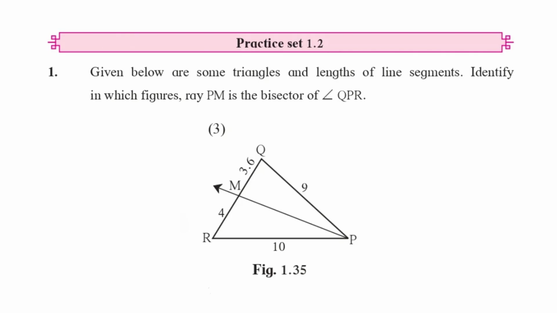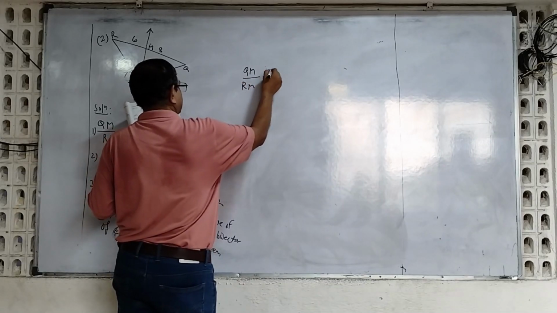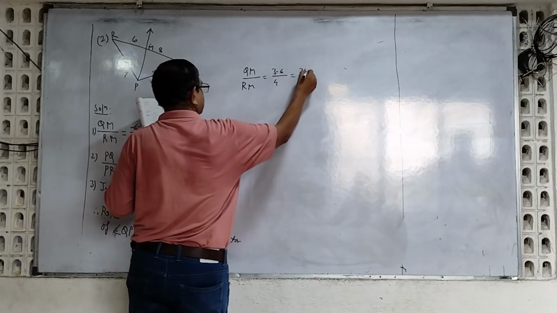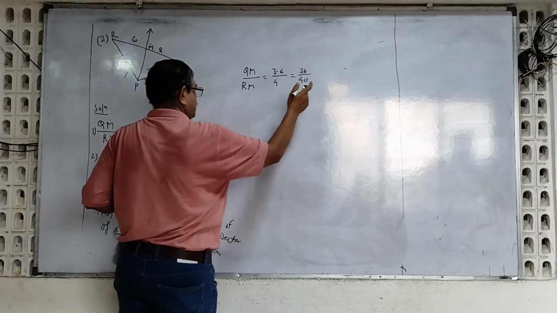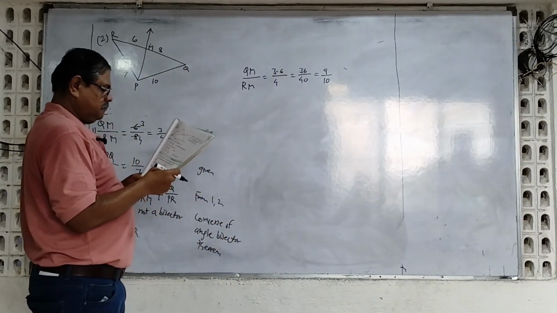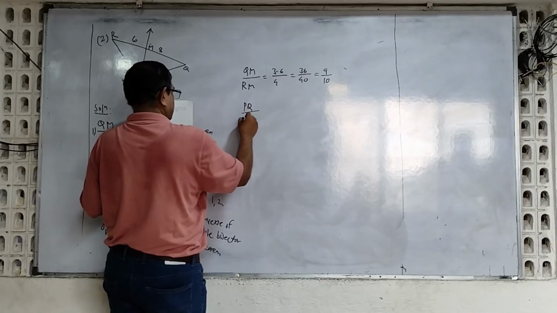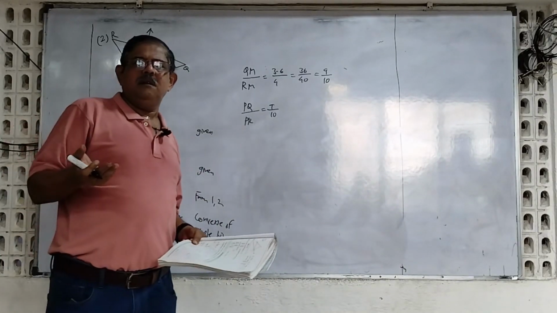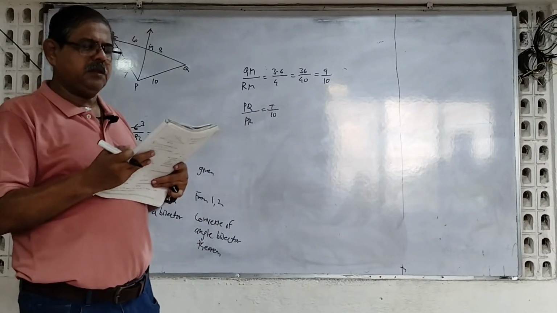We will write QM upon RM. QM is what? 3.6 upon 4. That means 36 upon 40. And shift the decimal point, you have to give 0. That you know. And so it is 9 upon 10. What is the second ratio? PQ upon PR. That is also 9 by 10. So, correct? This you can think in your mind. And you can say it is an angle bisector. Clear? The question number 3.